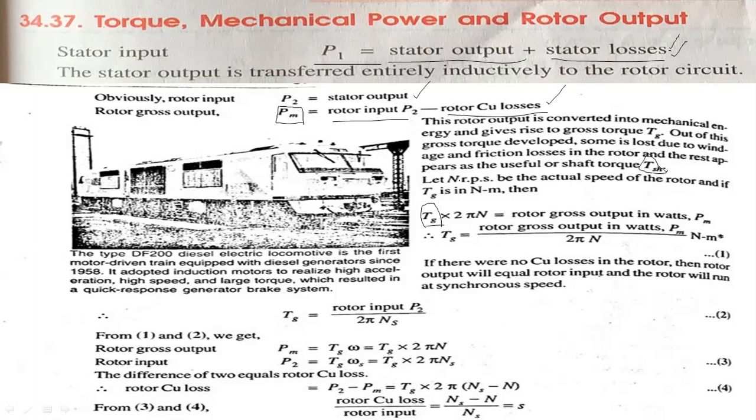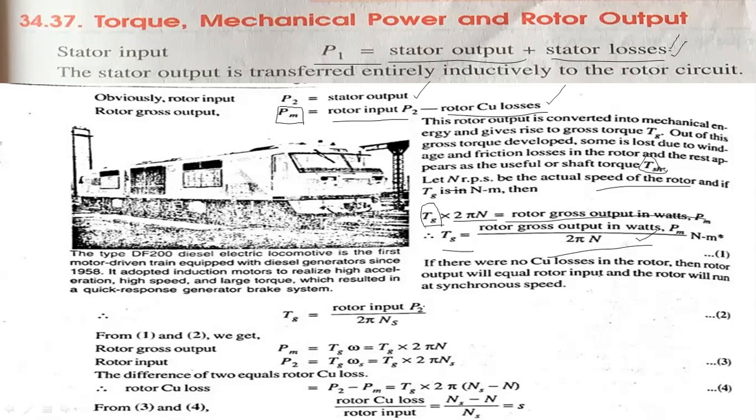Okay, let n be in RPS. It is the actual speed of the rotor. So Tg into 2 pi n is equal to the rotor gross output in watts. From this, Tg is equal to the rotor gross output in watts divided by 2 pi n. If there were no losses in the rotor, then the output would be equal to the rotor input and the rotor would run at the synchronous speed. But due to the windage and friction losses, the rotor will not run at the synchronous speed. It is always behind the synchronous speed.